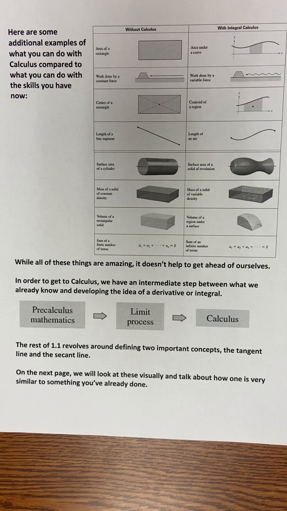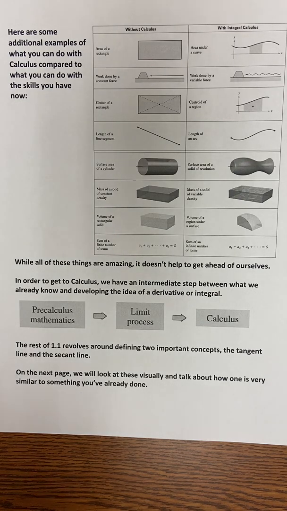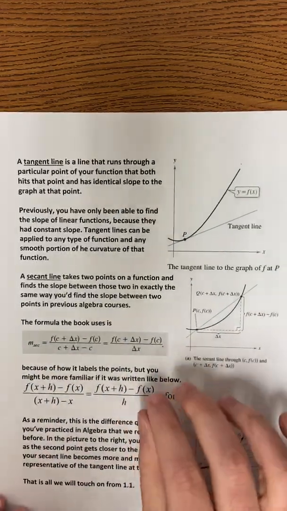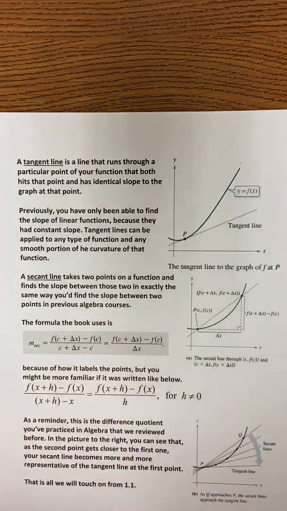Now the limits help you identify what is happening on certain graphs, and we'll look more into that as we keep going. The only two things 1.1 does to define that I think are important is to define two concepts, the tangent line and the secant line. The tangent line of a function at a point represents a line that has the same slope as the function at that point and also passes through that point.